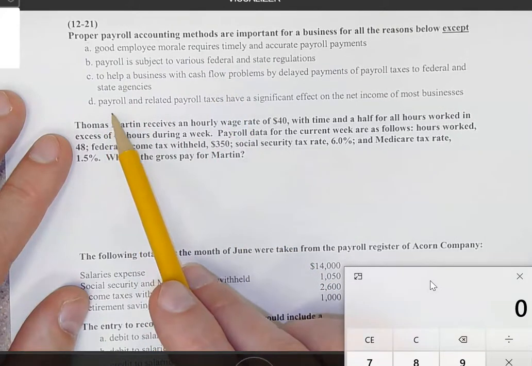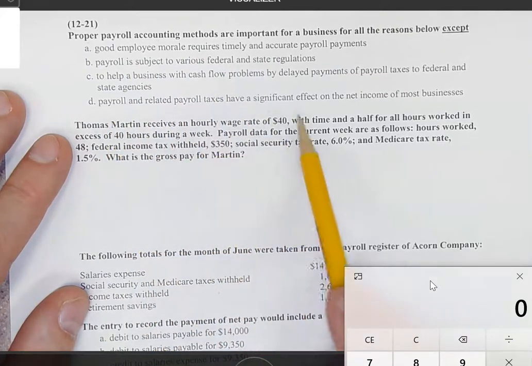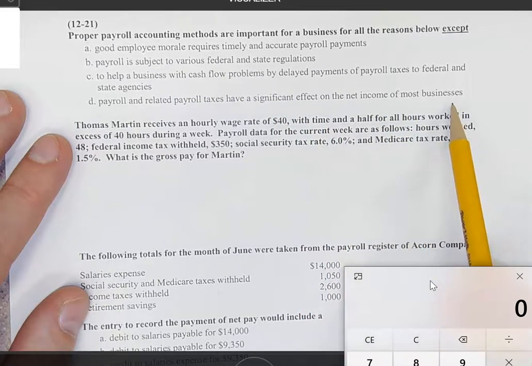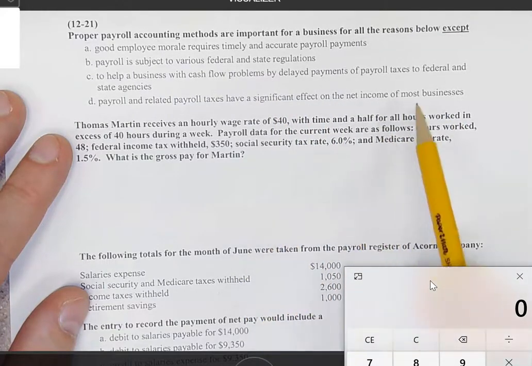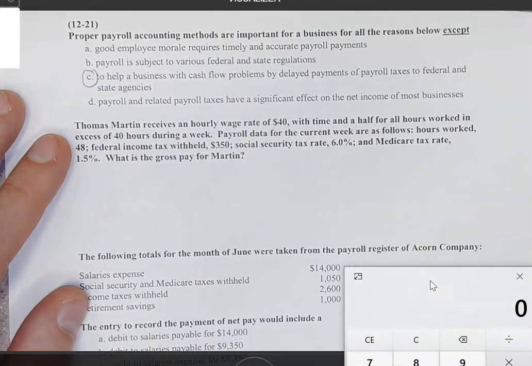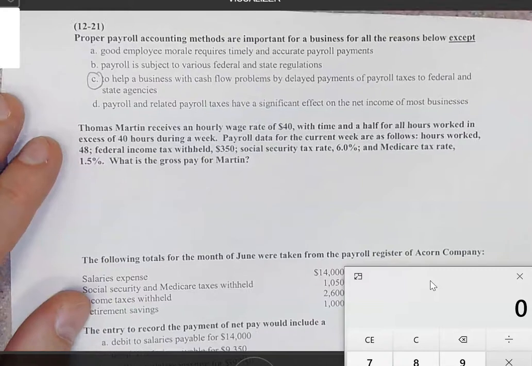D, it says payroll and related payroll taxes have a significant effect on the net income of most businesses. And it says most businesses. I would say the only businesses that it does not have a major impact on are businesses that don't have employees. So A, B, and D are true. That makes C the correct answer.